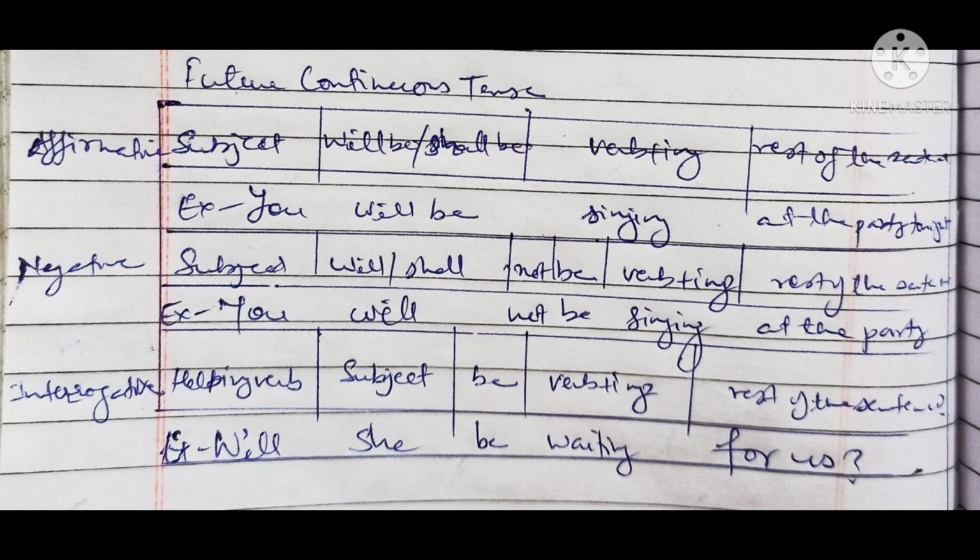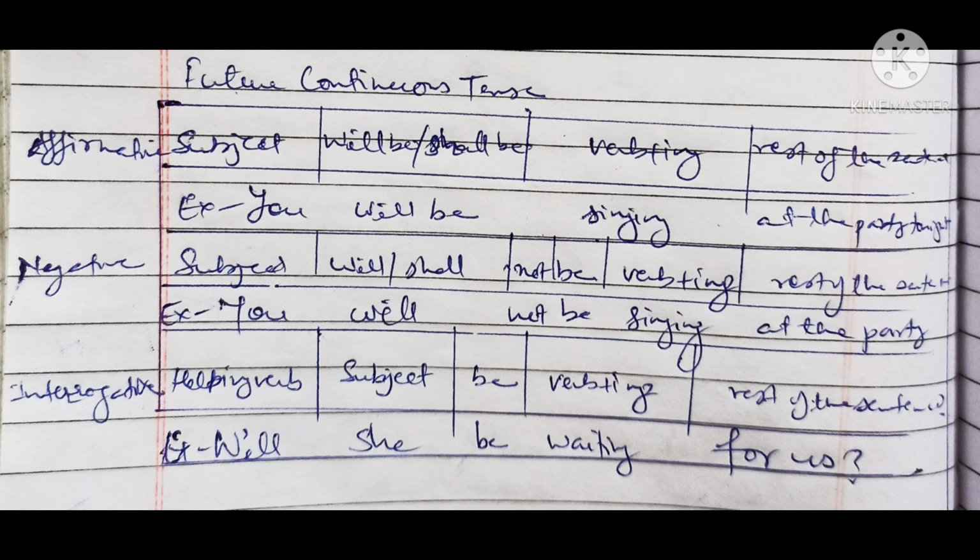Now, interrogative structure. First, we will write the helping verb will or shall, then the subject, then be, then verb plus ing, then rest of the sentence with the question mark. For example, will she be waiting for us? Or another example, will the girls be completing the homework? So that was the sentence structure for present, past and future continuous tenses.